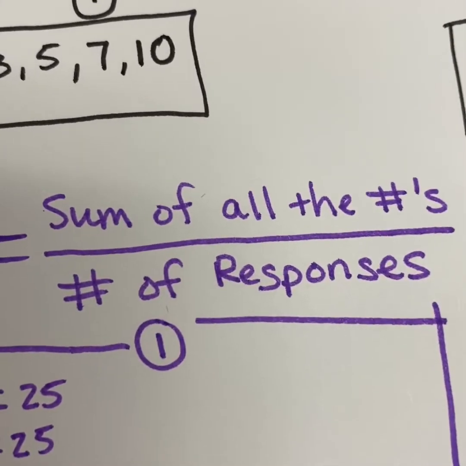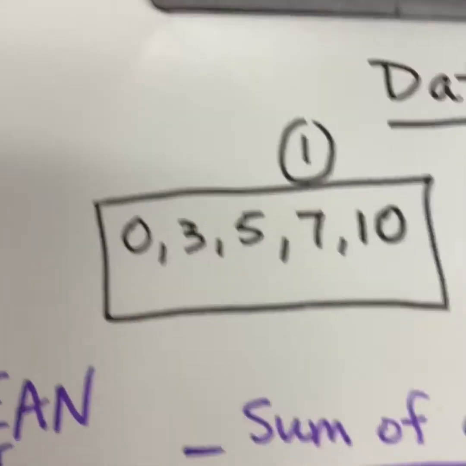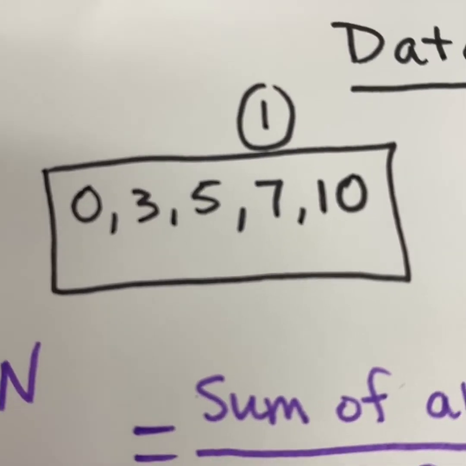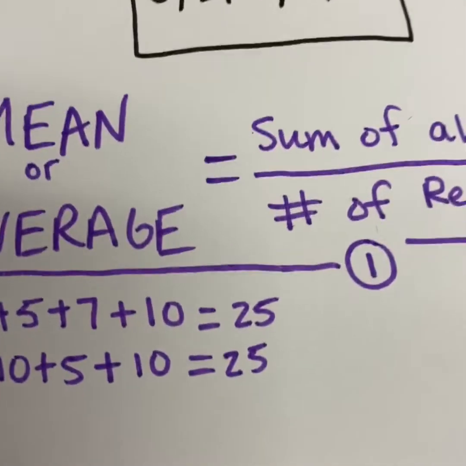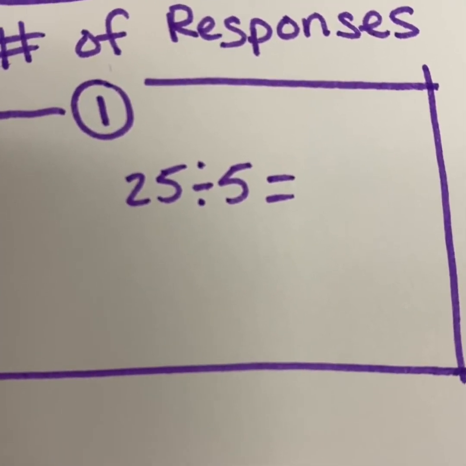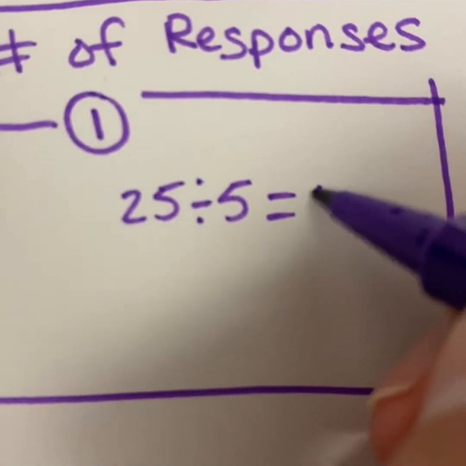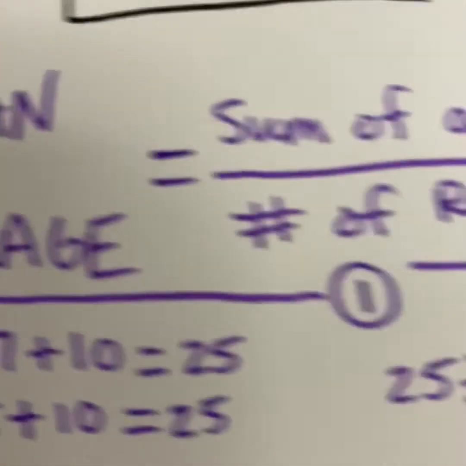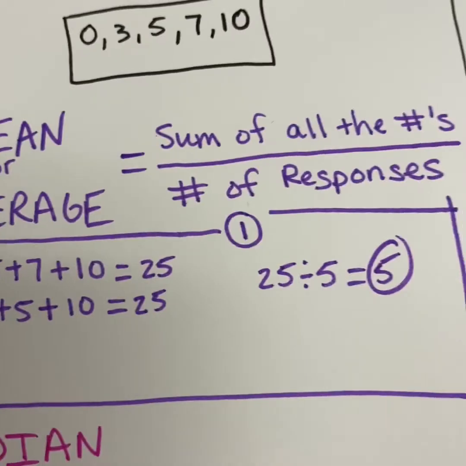Now we have to divide by the number of responses. How many responses are there in data set number 1? There are 5 of them. So we are going to take 25 divided by 5. 25 divided by 5 is going to be equal to 5. So that is my mean, or my average.